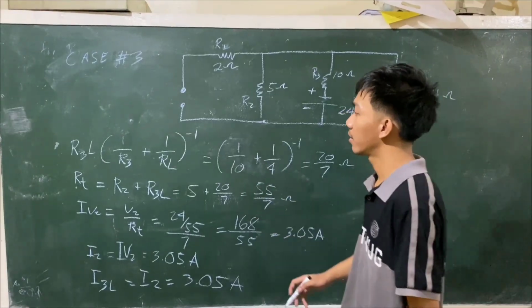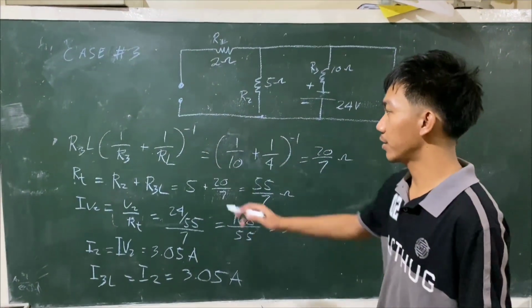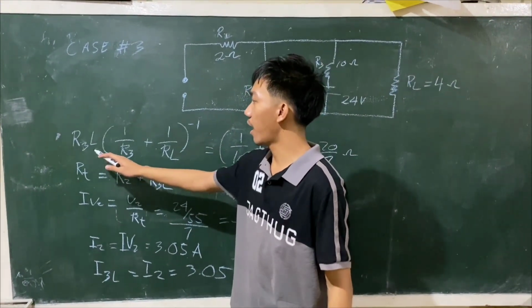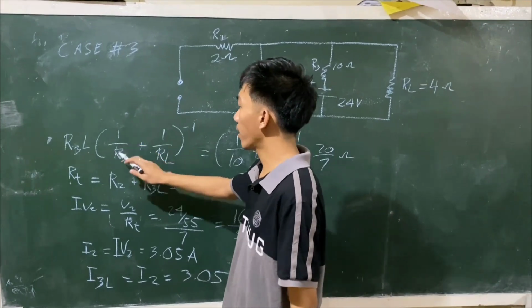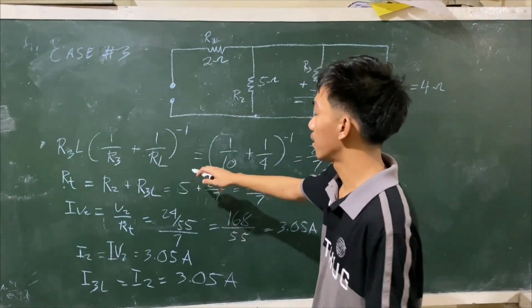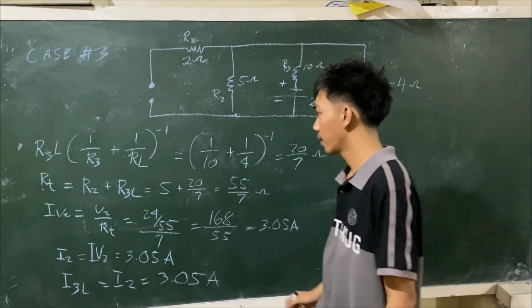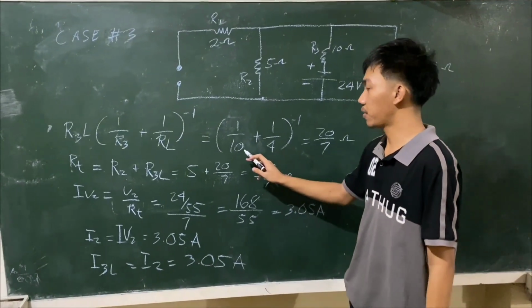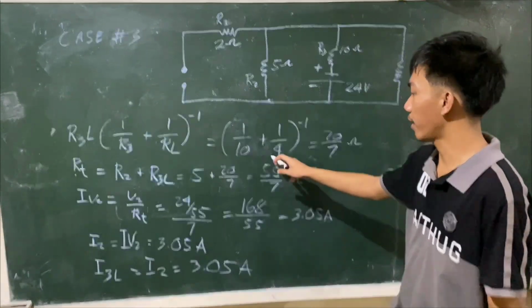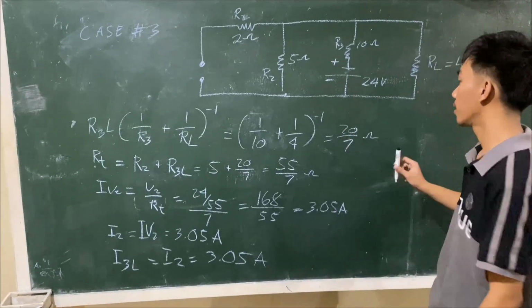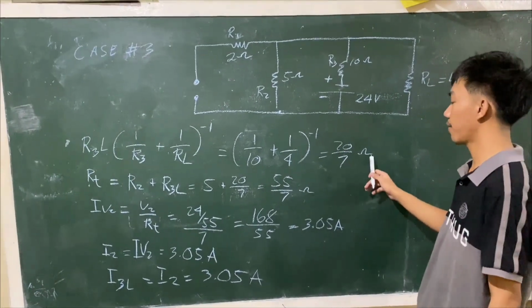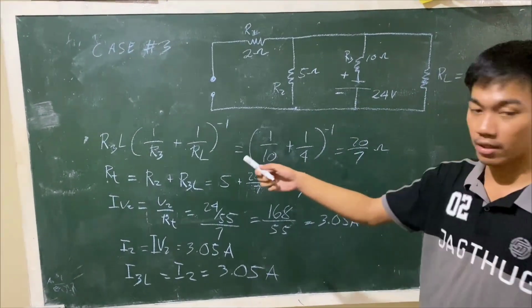For case 3, first we will get our R3L. So this will be the formula, 1 over R3 plus 1 over RL, raised to the negative 1. Then we will just substitute the values, 1 over 10 plus 1 over 4. Then raised to the negative 1, we will have 20 over 7 ohms of R3L.